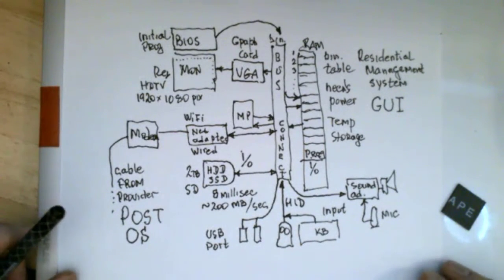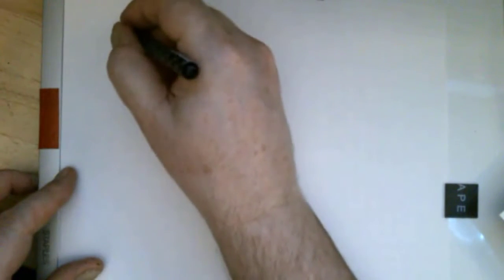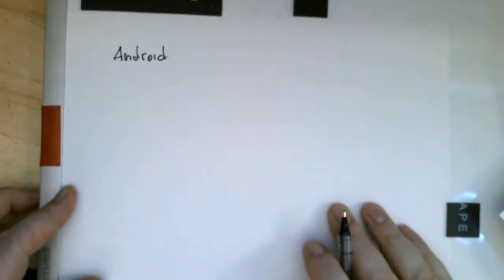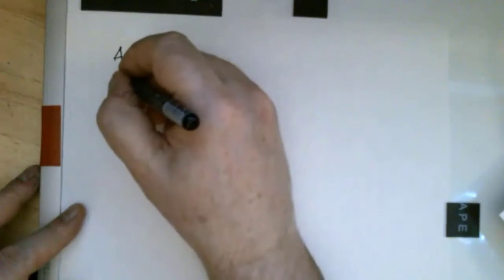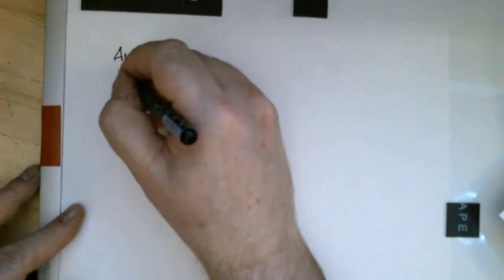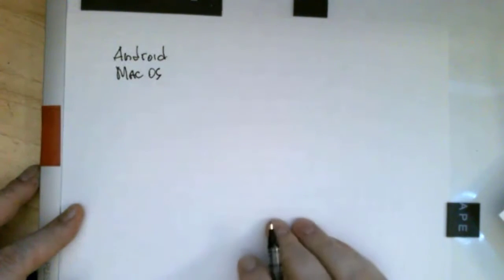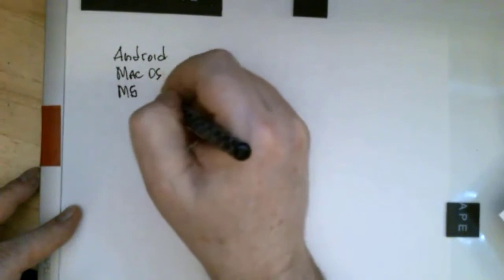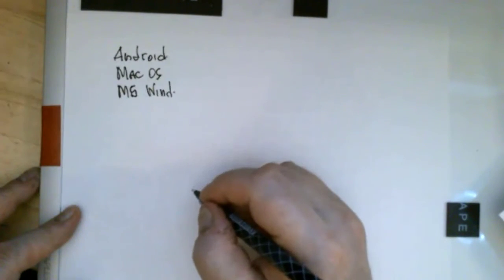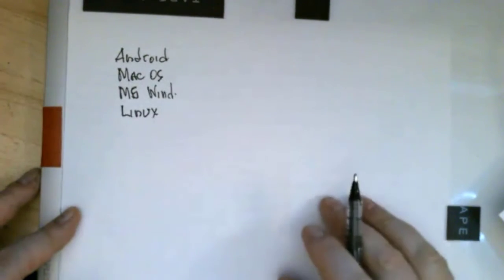We know several operating systems. I will go to another page. One operating system is Android, an operating system for portable devices, like a telephone. Then we have the Macintosh operating system, Mac OS, for Macintosh systems. We have Microsoft Windows. What else? We have a free operating system named Linux and many others.